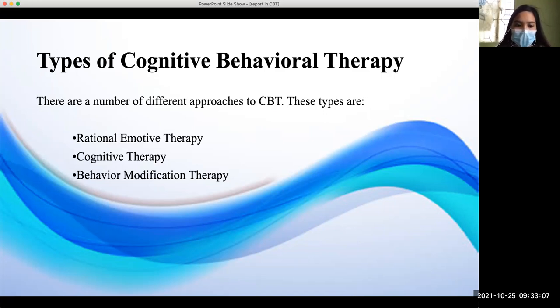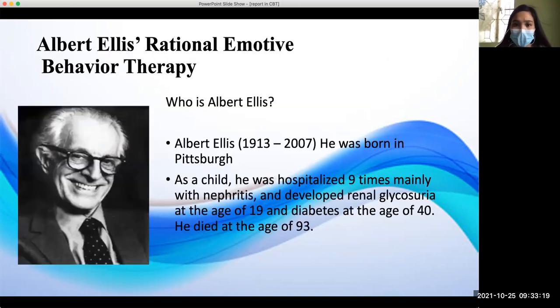But we will focus on REBT, a type of cognitive behavior therapy that was developed by psychologist Albert Ellis. So, who is Albert Ellis?